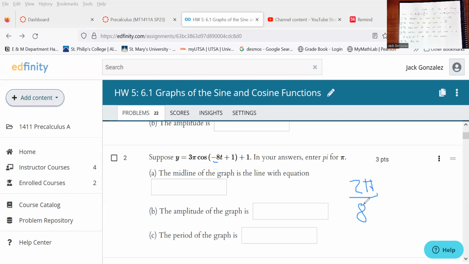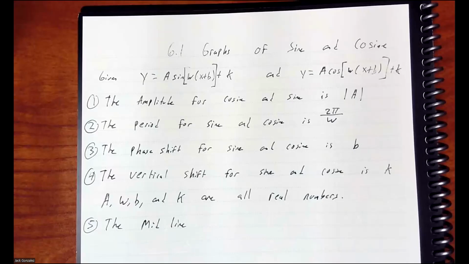Let me double check one thing. I'm going to bring my books, I don't have my formulas. Does a minus sign matter? I don't think so. Let's find out.